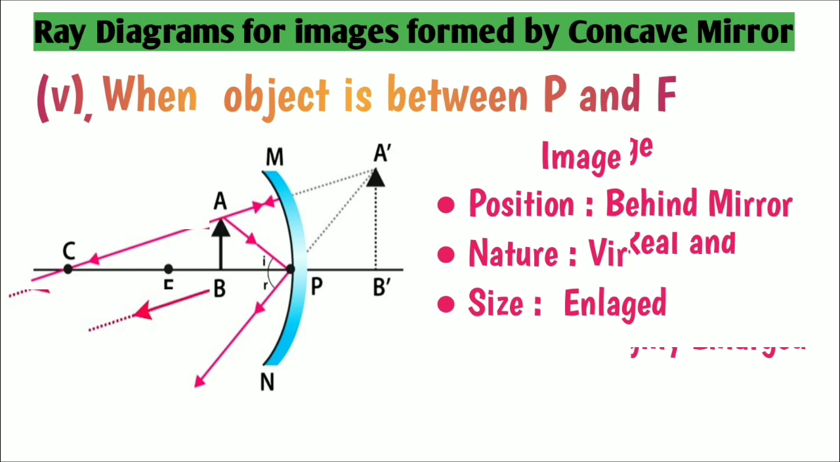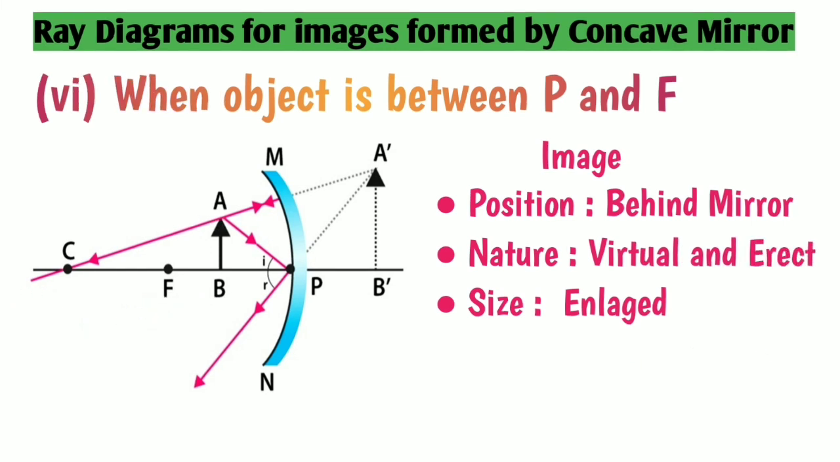Now the final one, that is when the object is placed between P and F, that is between pole and the focus. So a ray which is passing through the center of curvature, after incident on the mirror, will return back in the same path, and another ray which is incident on the pole, after reflection will reflect by making equal angle. So here both the rays are separated more gradually.